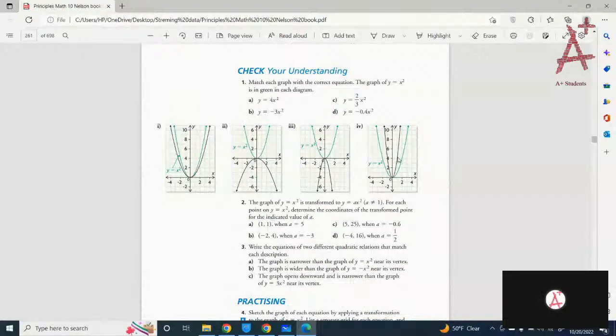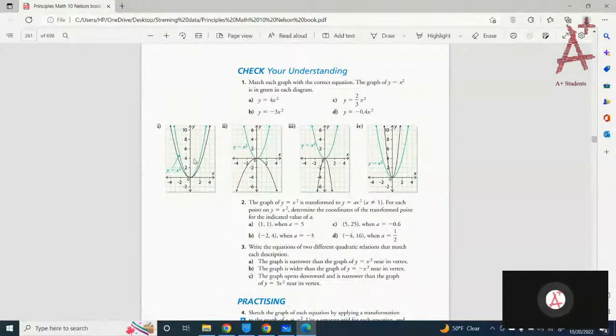You have to see which of the graphs is for equation number 1. Okay, the graph factor is a. So just look at graph 1 and graph 4, because 2 and 3 open downward. So you eliminated 2 and 3. Just look at 1 and 4.